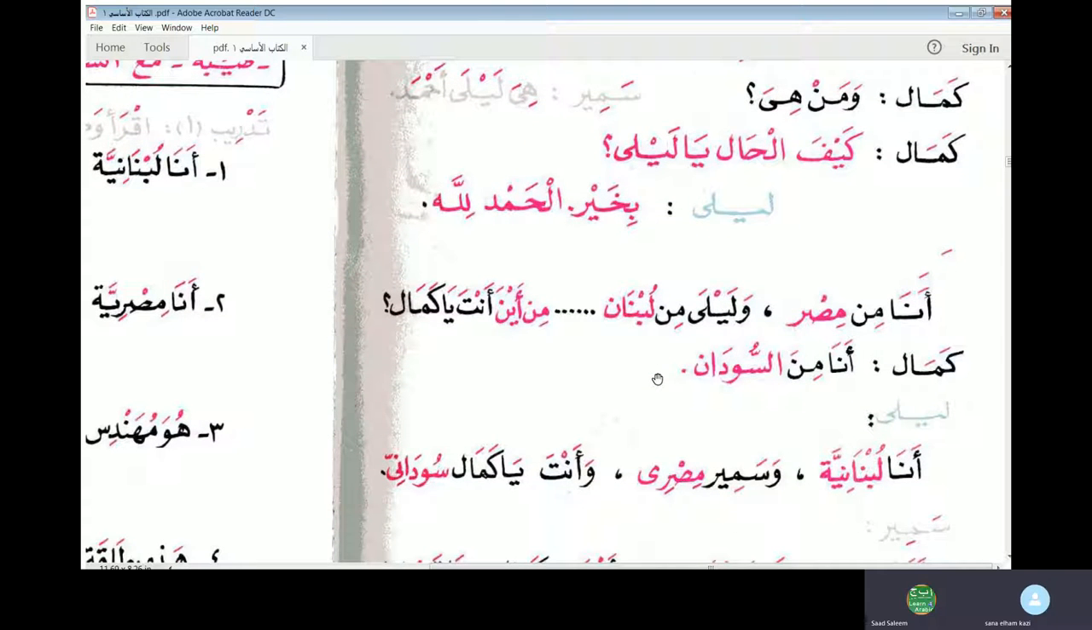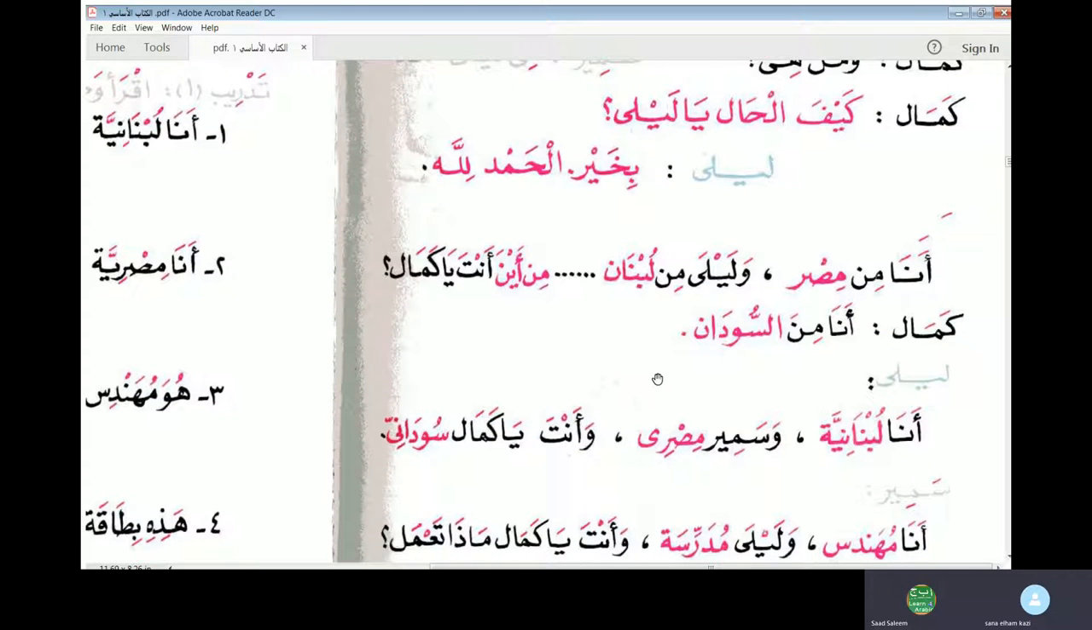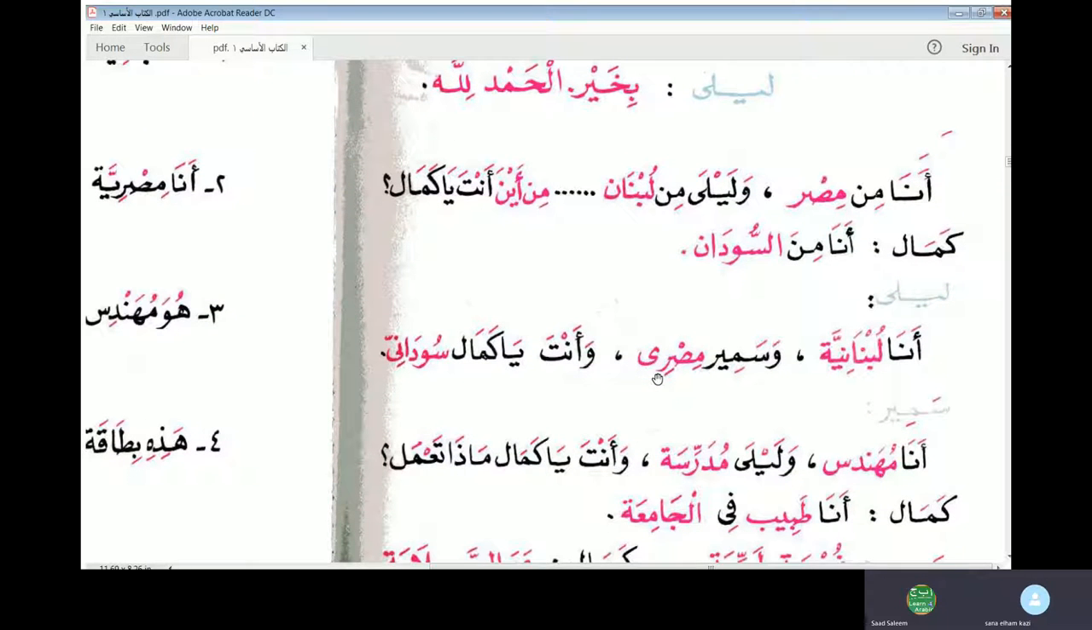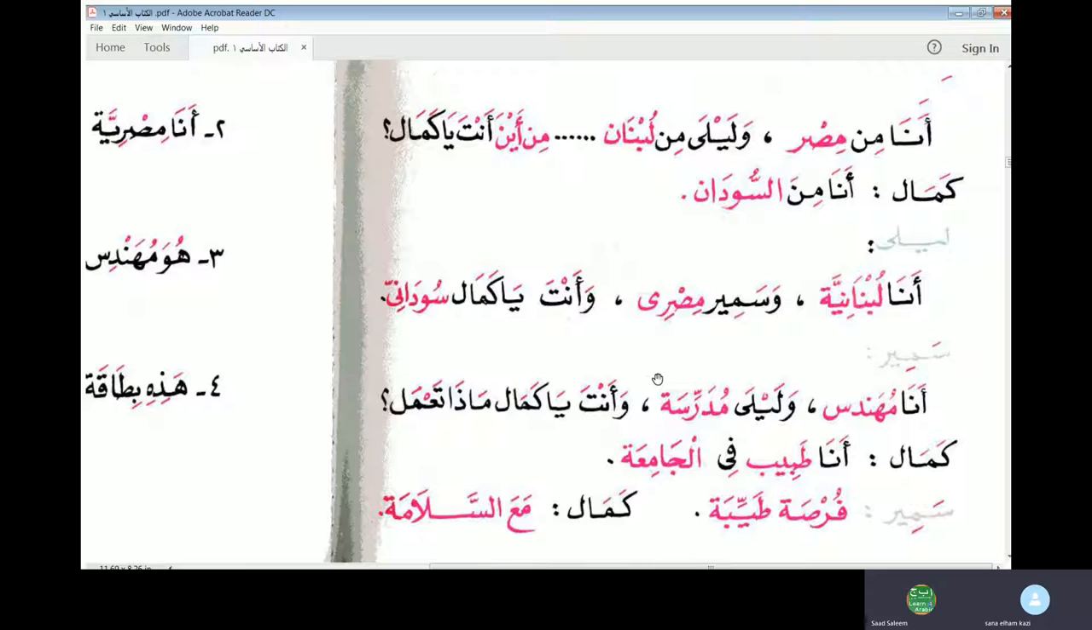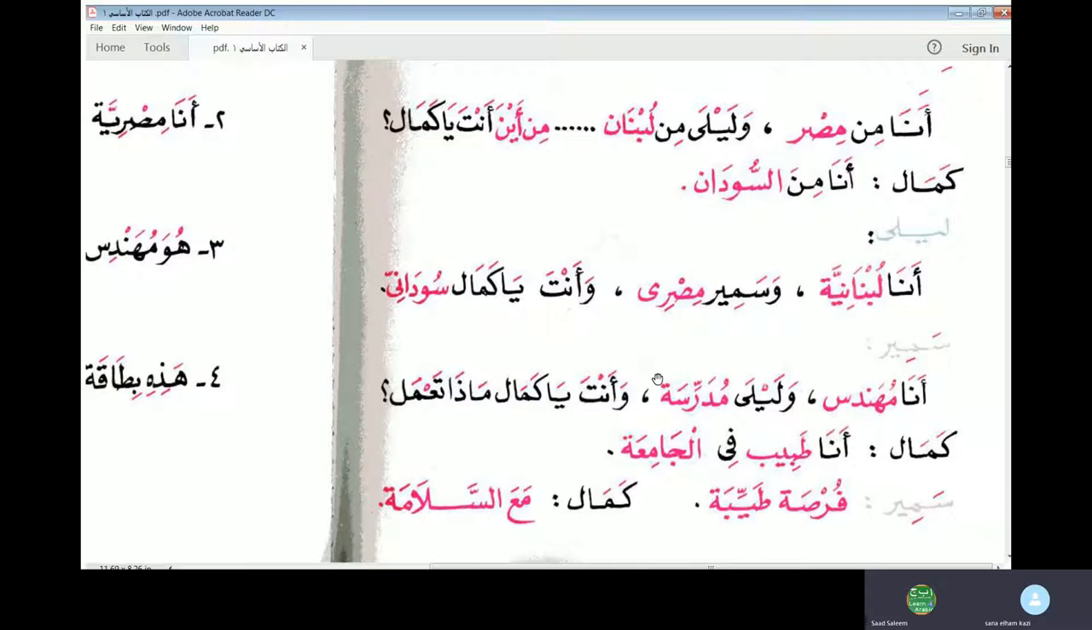Kamal: كيف الحال يا ليلى? How are you, O Layla? Layla: بخير الحمد لله. I'm fine, الحمد لله. أنا من مصر, I'm from Egypt. وليلى من لبنان. And Layla is from Libya. من أين أنت يا ليلى? لبنان. Not Libya, لبنان. Oh. من أين أنت يا كمال? Where are you from, O Kamal? Kamal: أنا من السودان. I'm from Sudan.